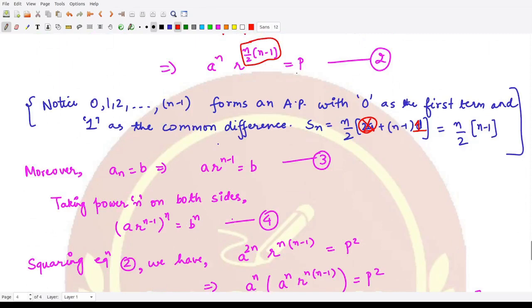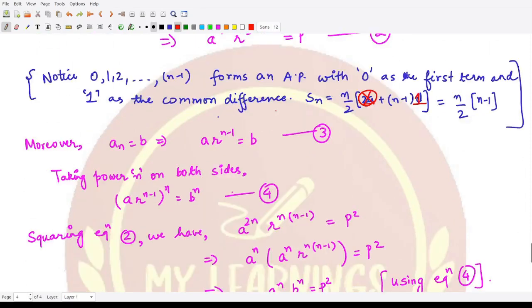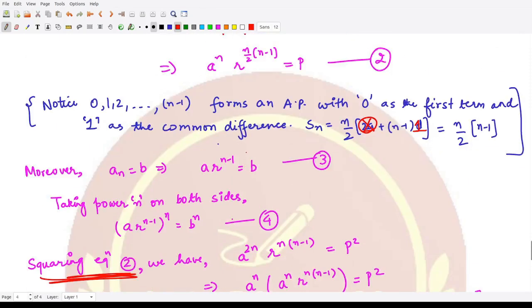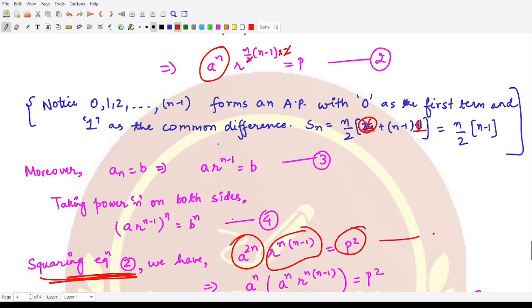Now what we can do, we can just square this equation. So when you square this equation, squaring equation 2, what do you have? a raised to power 2n, right? Next, when you square this, you would have it multiplied with 2, so this 2 and this 2 get cancelled. We are left with r raised to power n into (n minus 1). This is equal to P square, right? Let's mark this as equation number 4, say.